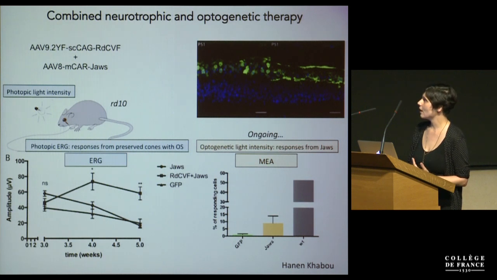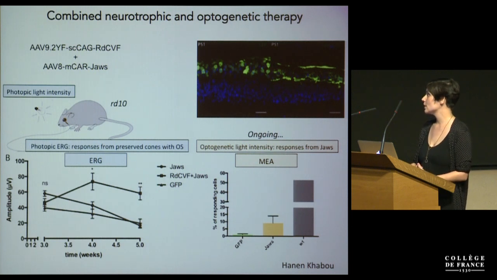And the implementation of RDCVF obviously shows an improvement in the ERG and also in the behavior measured by optokinetic reflex. And she's also shown that implementation of JAWS, like halorhodopsin, is efficient in order to provide a higher percentage of cells responding to light in treated retinas on multi-electrode array recordings. And now we're awaiting the one year time period where she's going to show the combination of the two is obviously more beneficial, and we have a higher amount of surviving cones, thus better optogenetic responses.